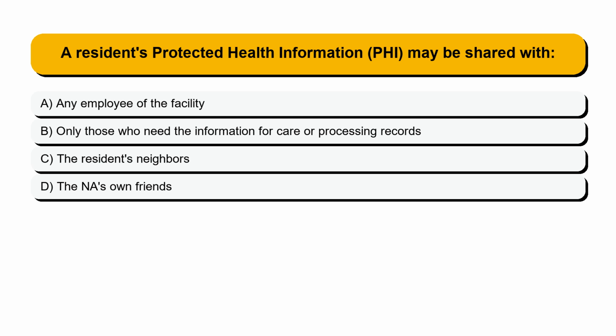Any employee of the facility. Option B. Only those who need the information for care or processing records. Option C. The resident's neighbors. Option D. The NA's own friends.